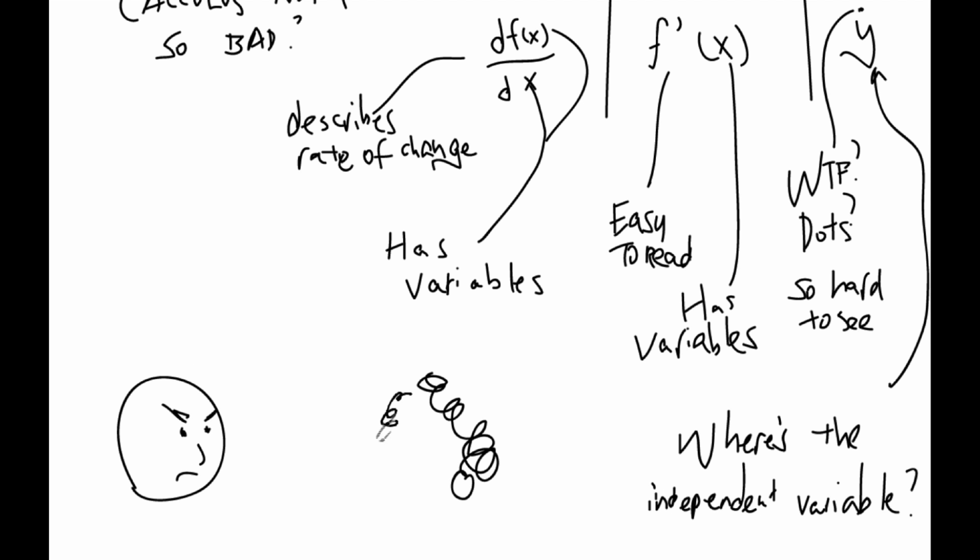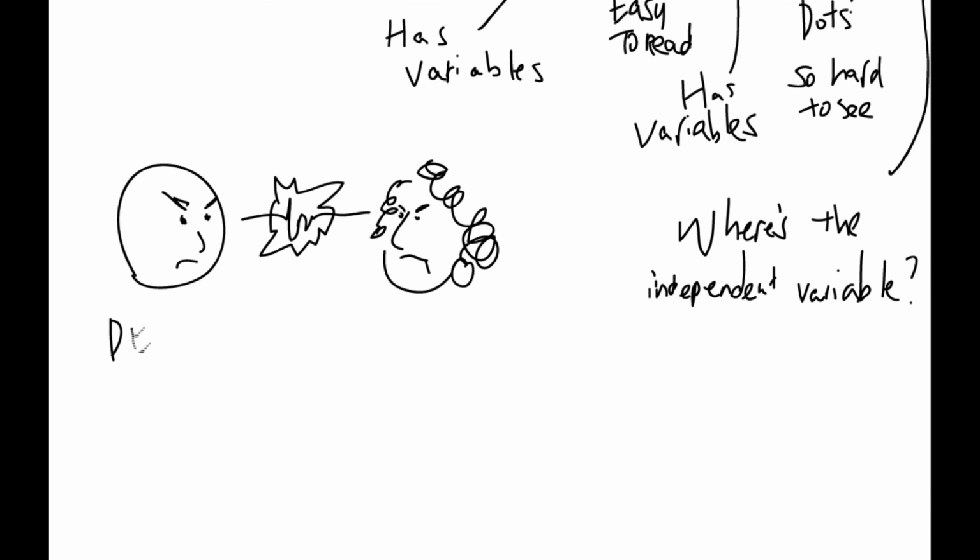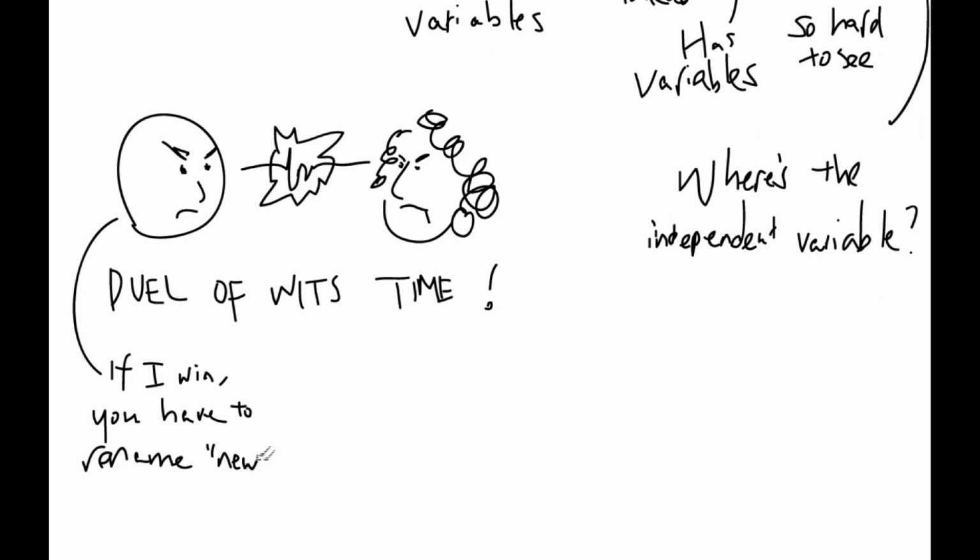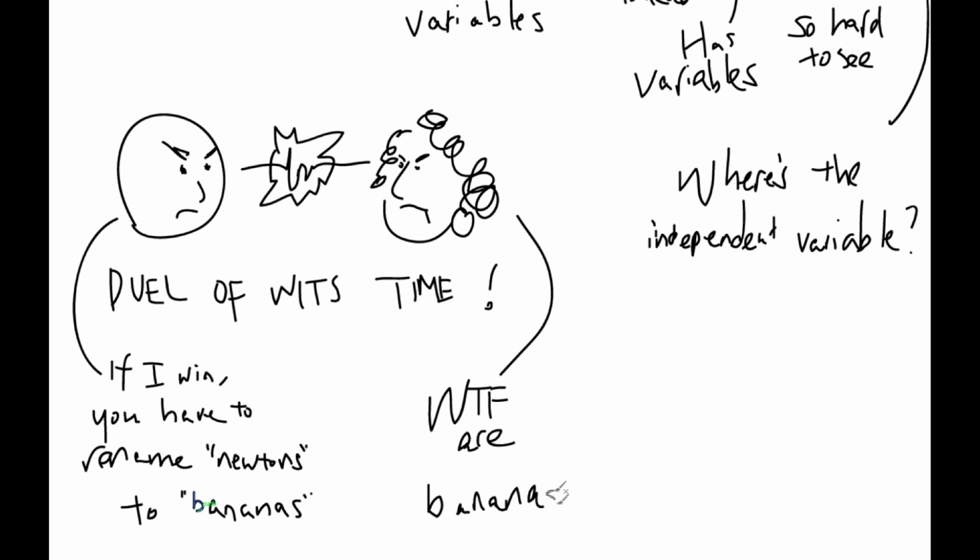And Newton's like, that's absurd, and you're absurd, and you're like, nobody calls me absurd. So you enter into a bet, and you're like, you know what? If I win this bet, you have to rename your famous unit Newtons into bananas. And Newton doesn't know what bananas are, but he's like, okay.